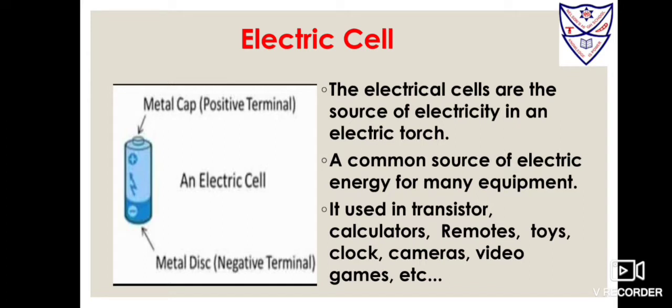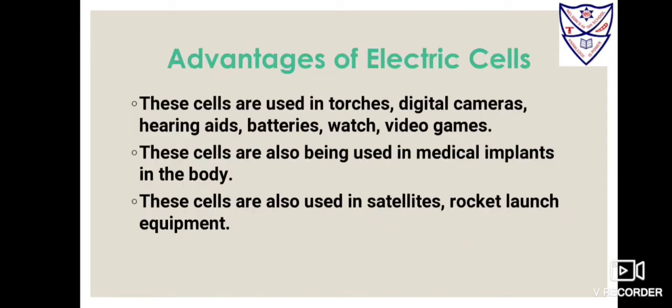The electric cells are the source of electricity in an electric torch. Electric cells are a common source of electric energy for many equipments. Students, electric cells are used in transistors, calculators, wristwatches, remotes, toys, clocks, cameras, and video games. Advantages of electric cells. Students, these cells are used in torches, digital cameras, hearing aids, batteries, watches, video games.